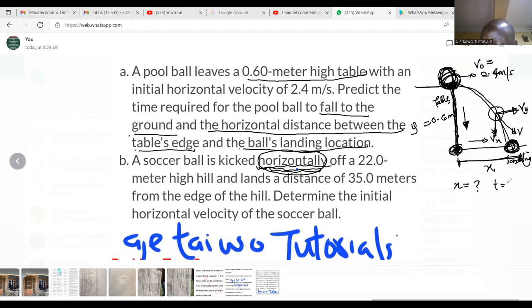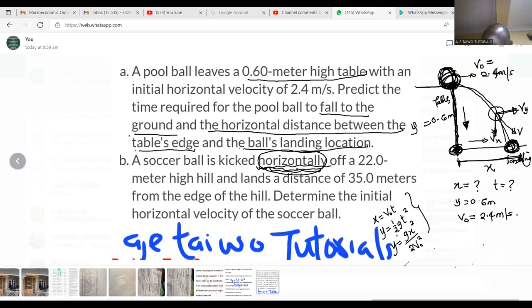The time it takes to travel that x is unknown. But distance y traveled is 0.6 meters. The velocity at which the ball was kicked horizontally is 2.4 meters per second. So we are finding x, we are given y, we are given v naught. If you can recall, for horizontal projection, x is v naught t, y is half g t squared. Also, y is g x squared all over 2 v naught squared. Am I correct? Confirm. Yes, Abby.